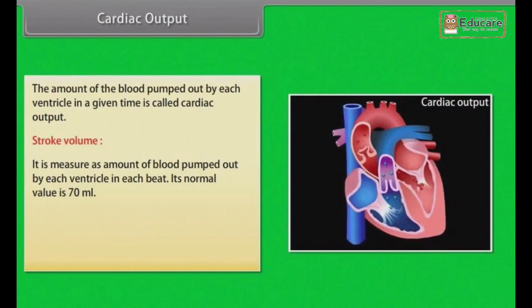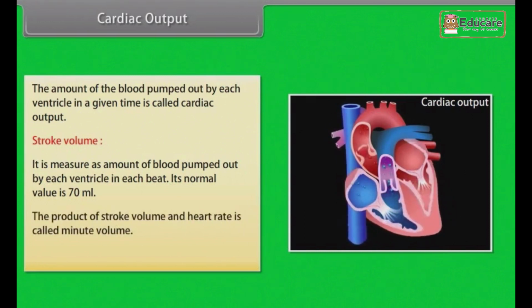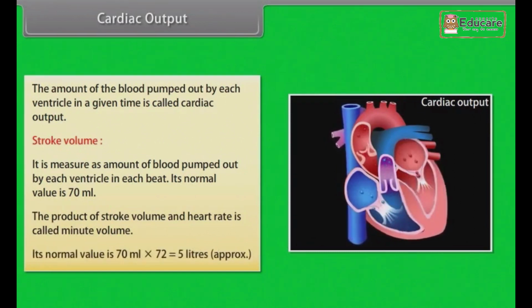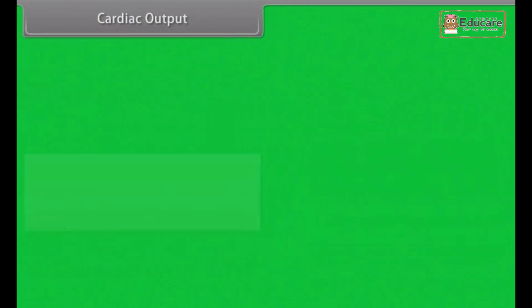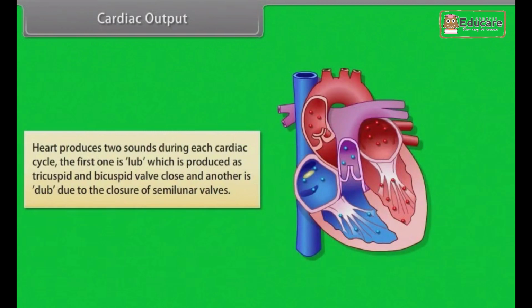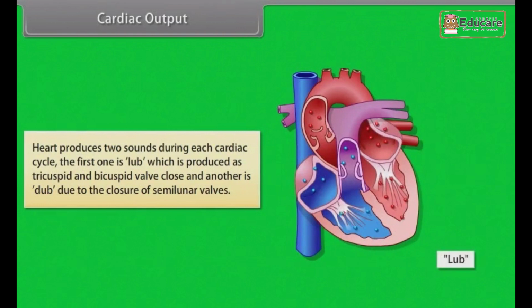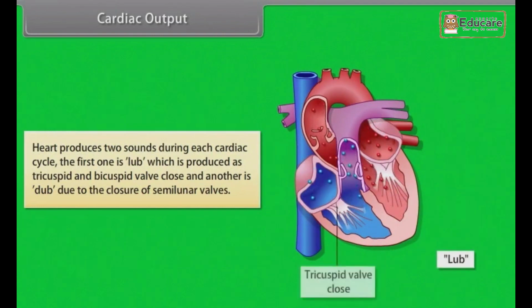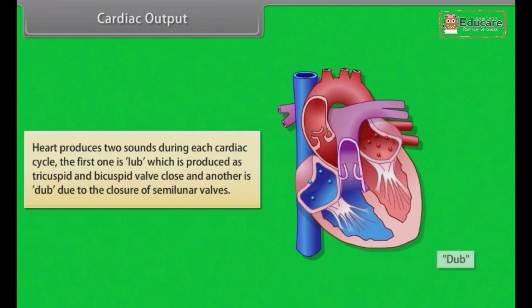The product of stroke volume and heart rate is called minute volume. Its normal value is 70 milliliter into 72 equals to 5 liters approximately. Heart produces two sounds during each cardiac cycle. The first one is lub, which is produced as tricuspid and bicuspid valves close, and another is dub, due to the closure of semilunar valves.